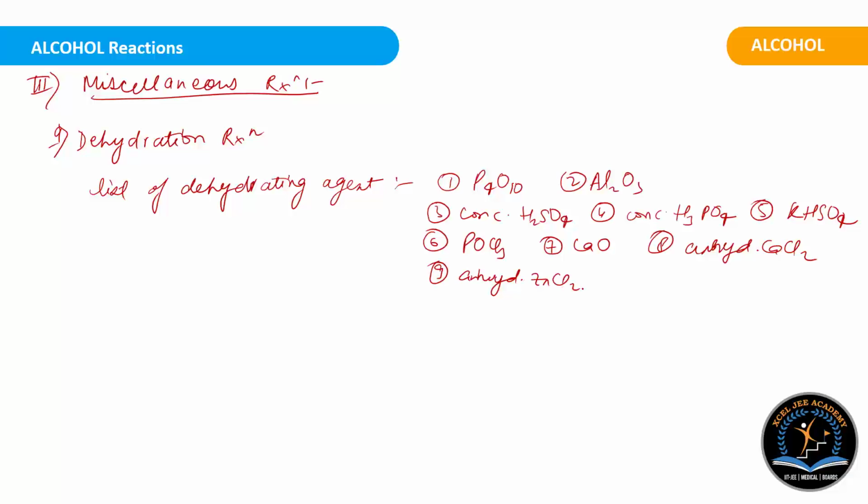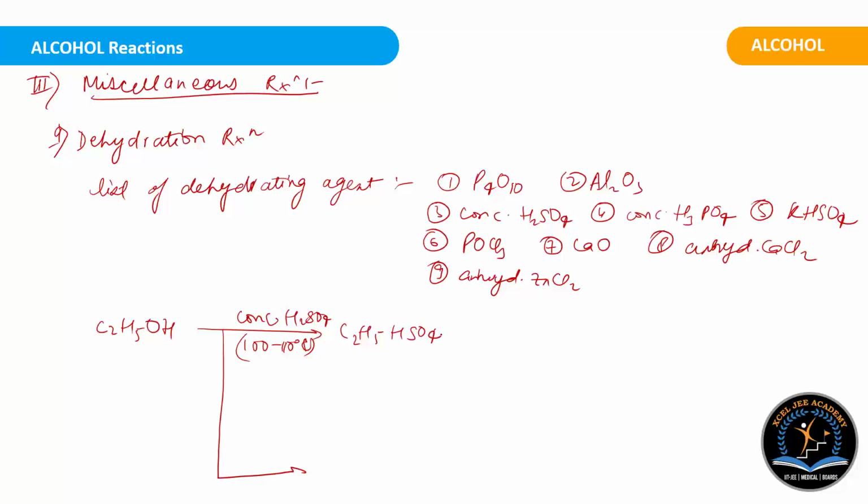That means they will remove water from the system. They are going to remove water, whenever there is heat involved. So let's say we have an alcohol, C2H5OH, ethyl alcohol. In this case we are adding the dehydrating agent. Let's see what is going to happen. So we are adding concentrated H2SO4 at a temperature of 100 degree Celsius. At this temperature we will have the product C2H5HSO4, which is referred to as ethyl hydrogen sulfate.